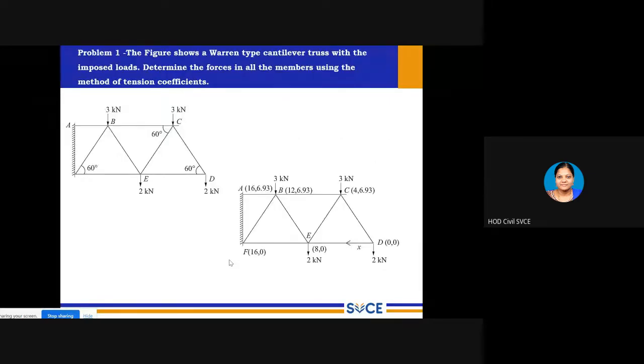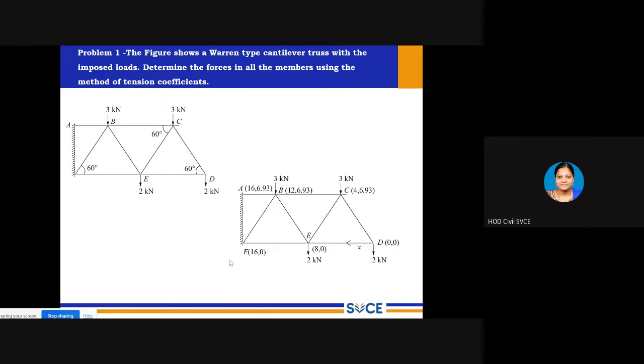Now with this background, let us try to solve this problem. I have taken only limited problems. One is a plane truss, a cantilever truss. The second problem I have taken is a simply supported truss, again a plane truss. And the third problem which I have taken for the analysis is a space truss.